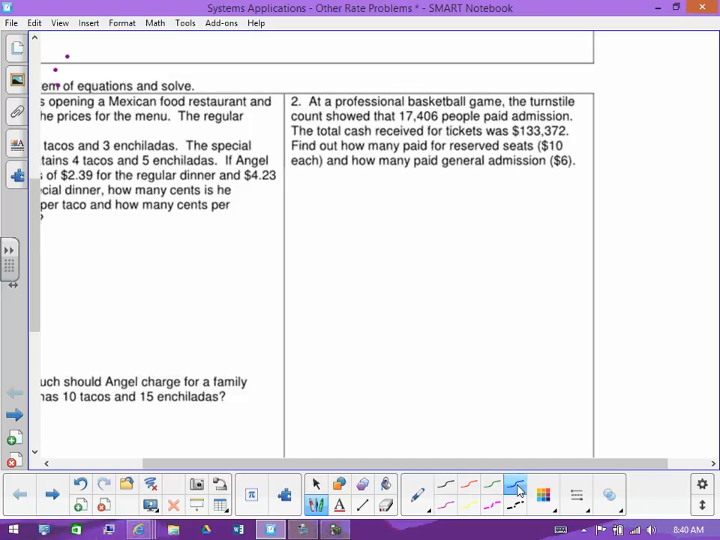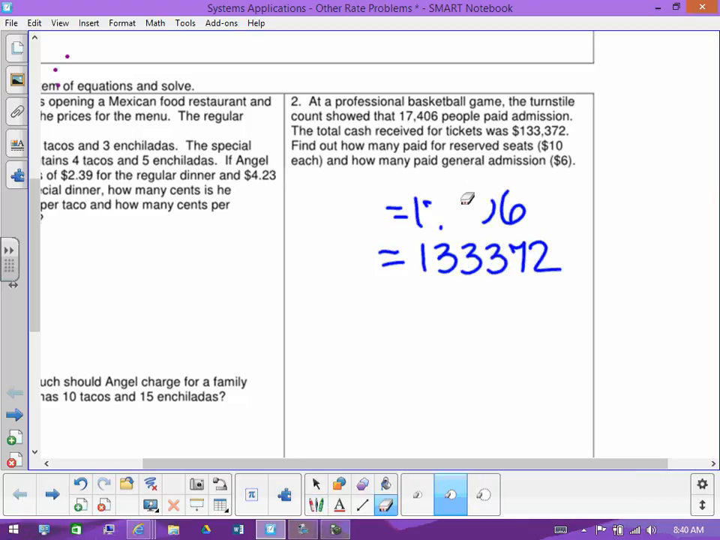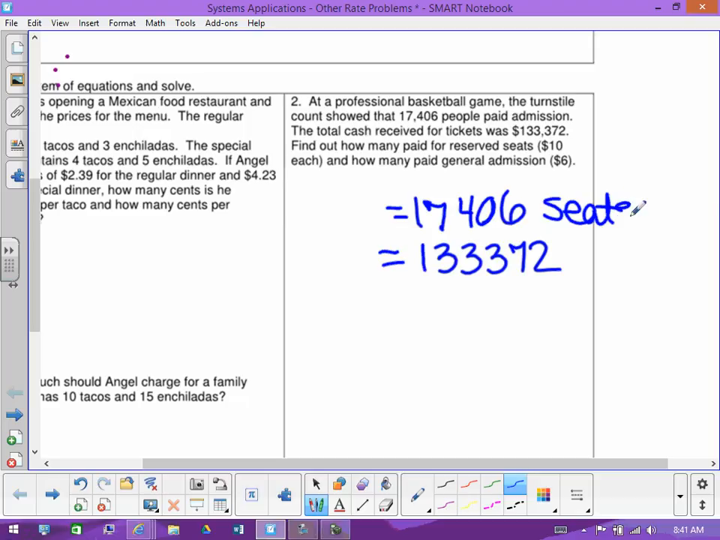So if you read the problem, you have a basketball game. The turnstile shows that 17,406 people paid admission. Right? They paid a total cost of $133,372. That's three totals. That tells me that I'm going to have this type of situation. So 17,406, these are the number of seats for the people that were sold. This is the amount of money that was spent.